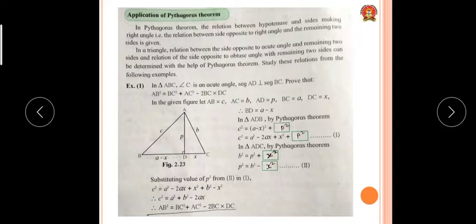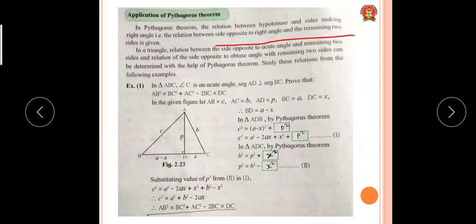the relation between the side opposite to the right angle and the remaining two sides, we are learning in the Pythagoras theorem. In a triangle, the relation between the side opposite to an acute angle and the remaining two sides, and the relation of the side opposite to an obtuse angle, that we have to study. Now firstly see the acute angle triangle.